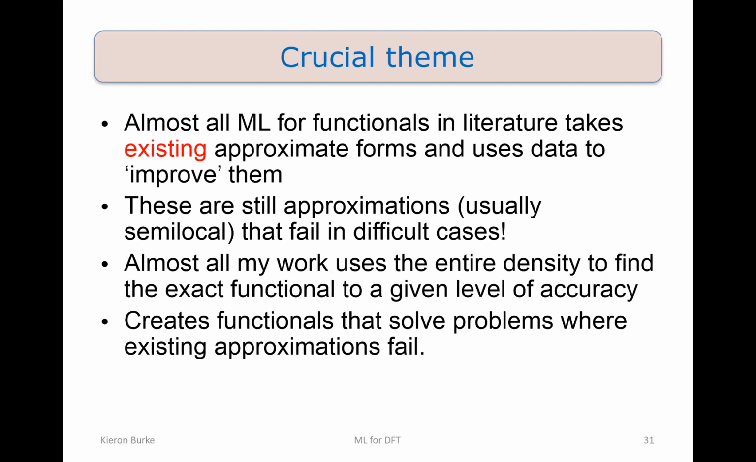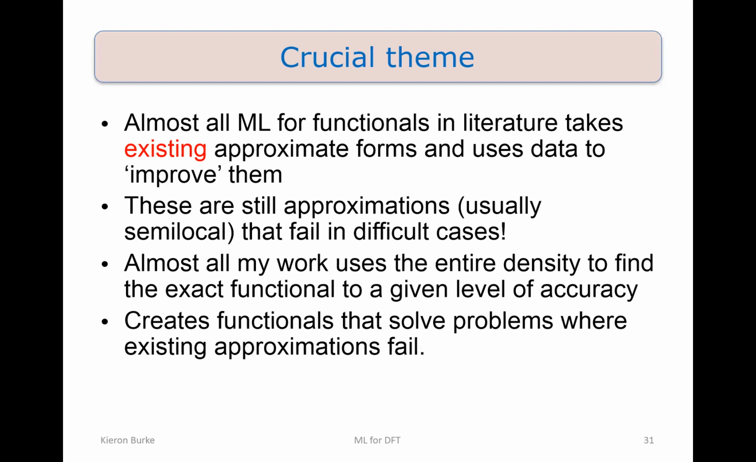Okay, so almost all the machine learning for functionals in the literature takes existing approximate forms. So all the stuff I talked about in the first hour yesterday were human-designed approximations. And they have limitations, and people try to make better versions of the ones that other people have made. But they're still approximations, and they fail in difficult cases. And we had mentioned that if we stretch bonds, they often fail.